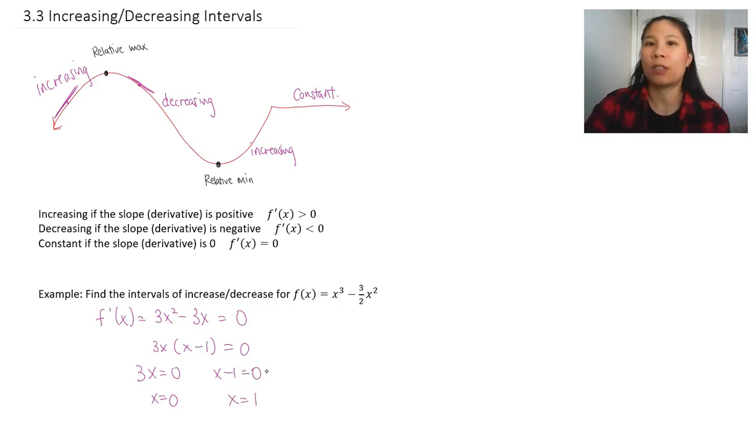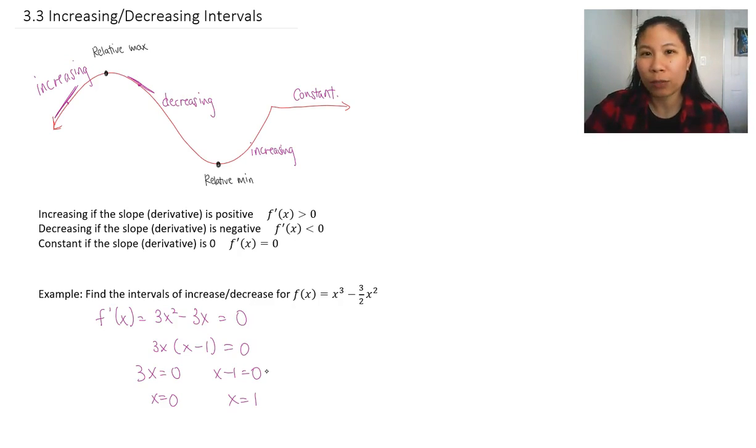So my critical points are going to be at 0 and 1 for my x values, which means if I were to graph this out, that means at x equals 0 and x equals 1, I either have a relative maximum or a relative minimum there, and those would be the spots where I'm going to switch directions.